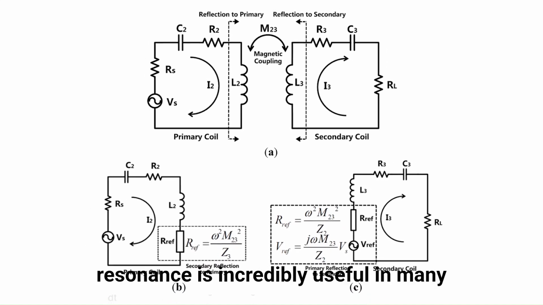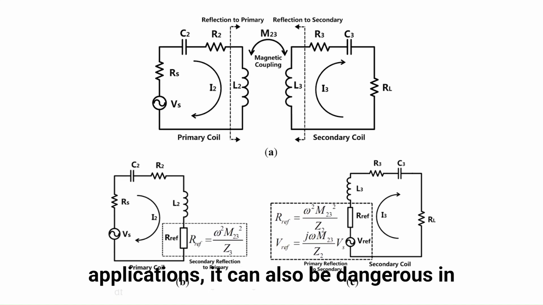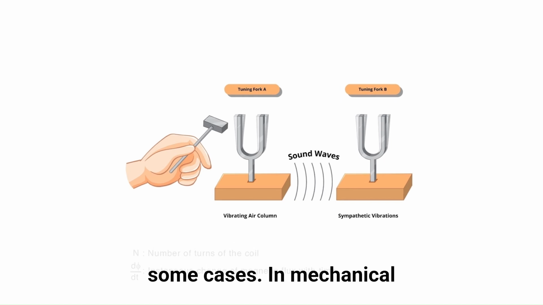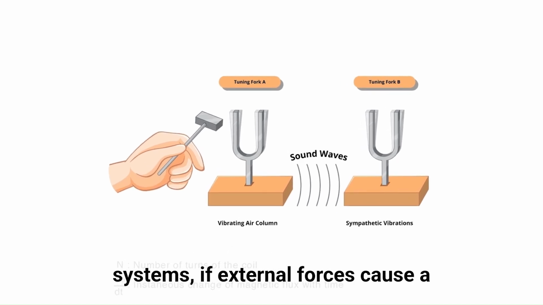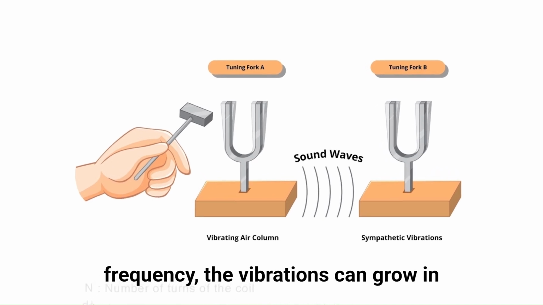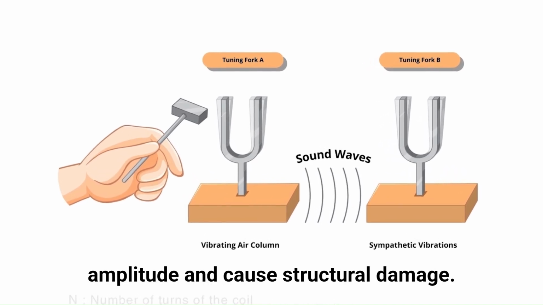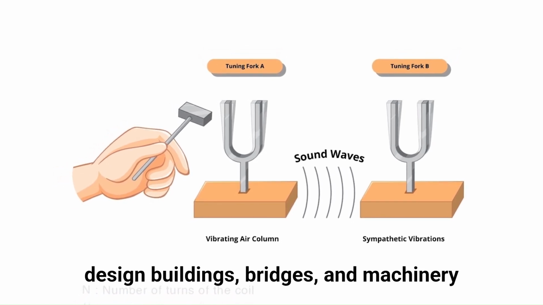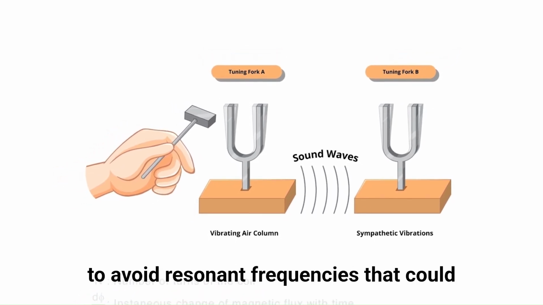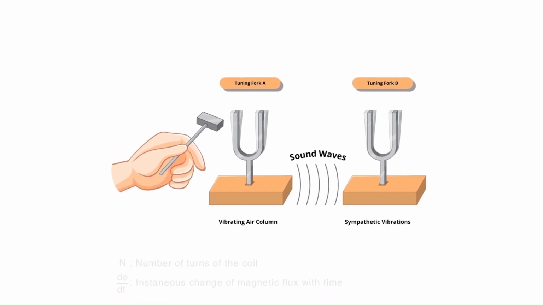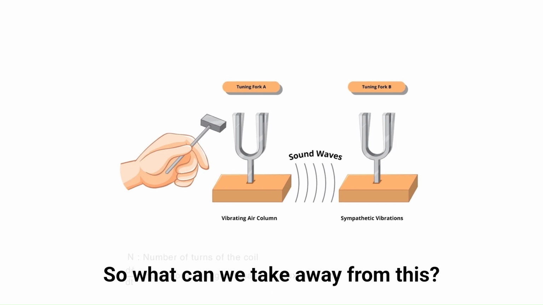However, while resonance is incredibly useful in many applications, it can also be dangerous in some cases. In mechanical systems, if external forces cause a structure to vibrate at its natural frequency, the vibrations can grow in amplitude and cause structural damage. This is why engineers need to carefully design buildings, bridges, and machinery to avoid resonant frequencies that could lead to catastrophic failures. So, what can we take away from this?